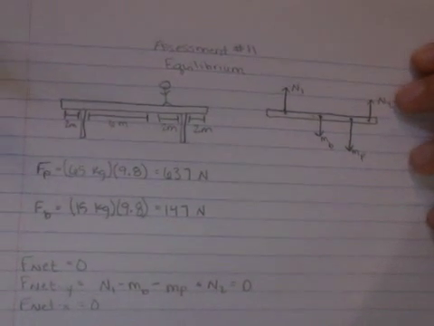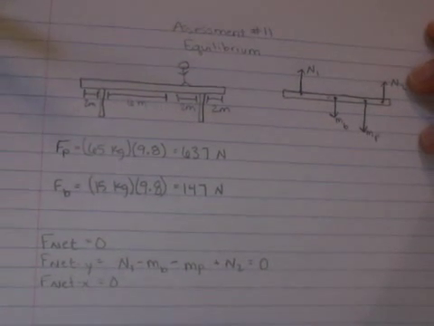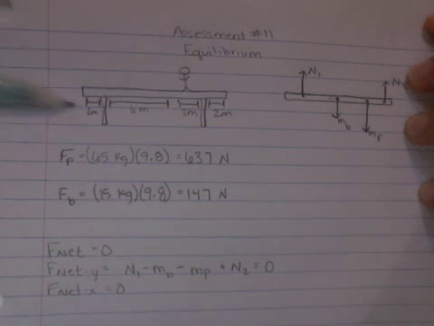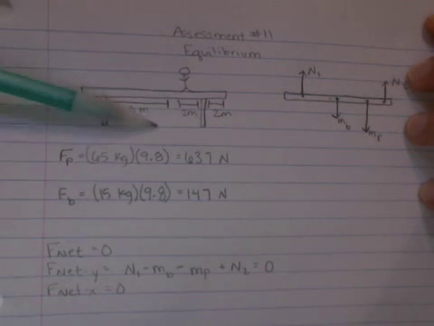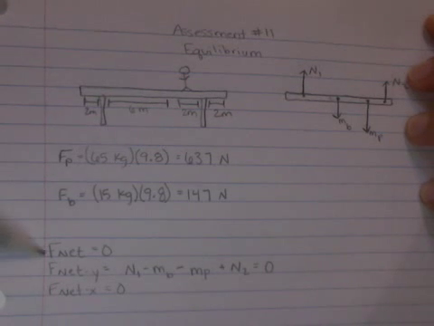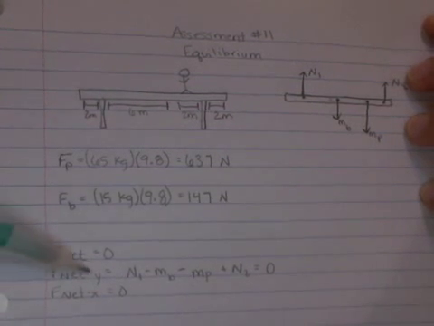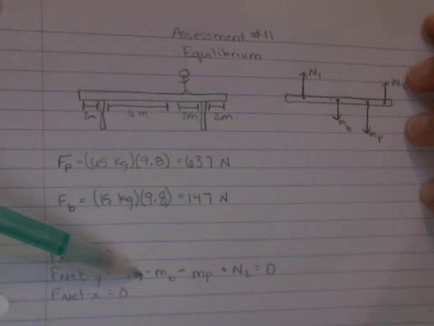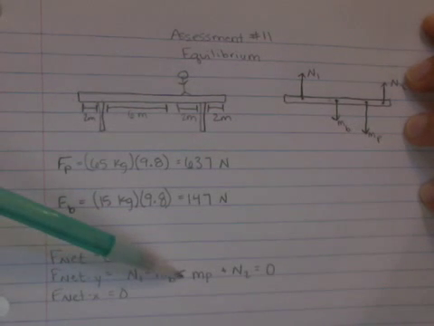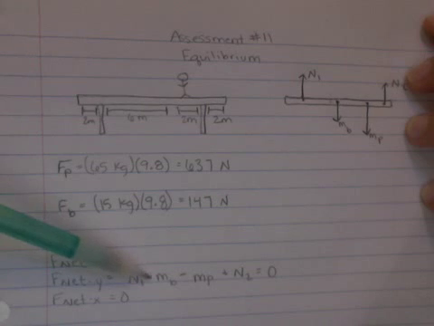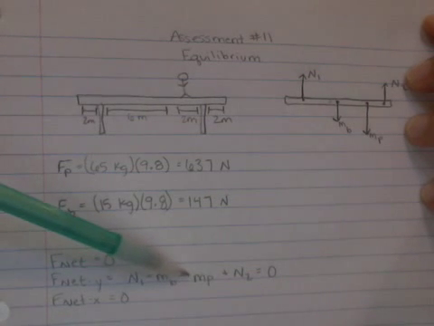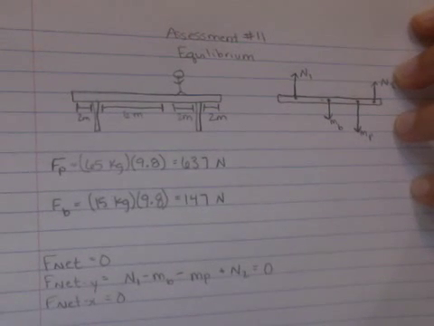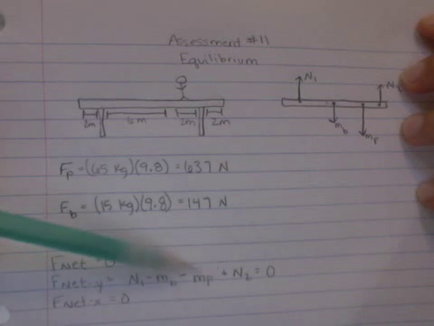To find the force of the supports, I first looked at all the forces equal to 0, so F net equals 0. In the y direction, we have N1 minus the force of the person minus the force of the board, plus the normal force of the second support, equals 0. I guess these should be forces, not masses.